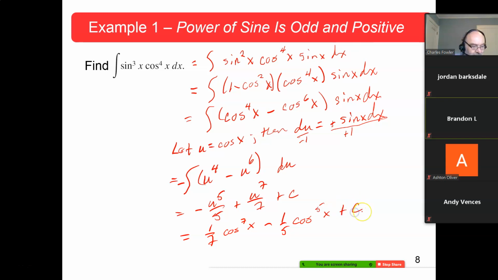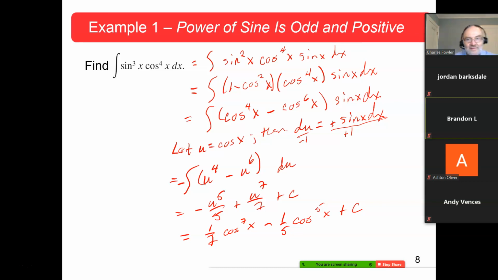That should be it. So let's see what they got. They started off with minus 1/5 cosine 5th x, why I don't know, plus 1/7 cosine 7th x plus c. Same answer, they just wrote it in a different order. Any questions on that?